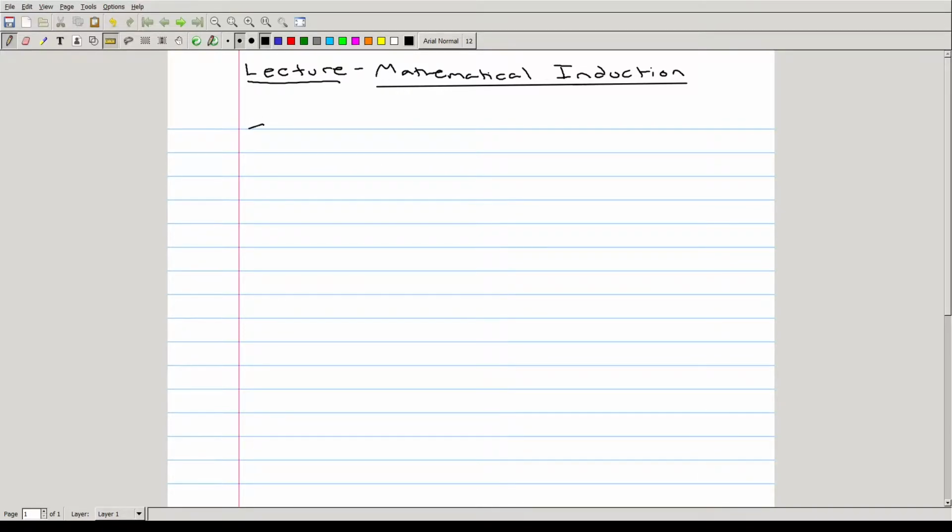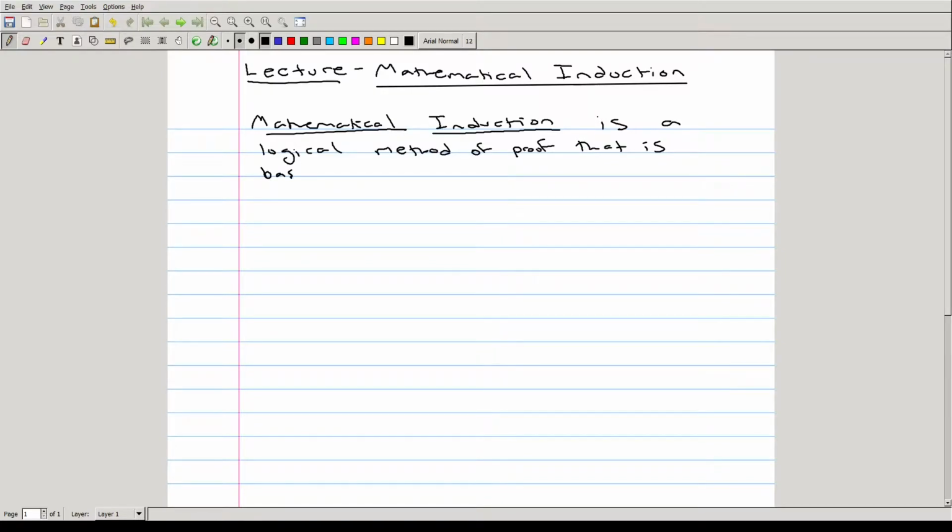So mathematical induction can be loosely defined as the following. It is a logical method of proof that is based on the modus ponens rule of inference. Specifically, it's based on the following idea, the following rule of inference.